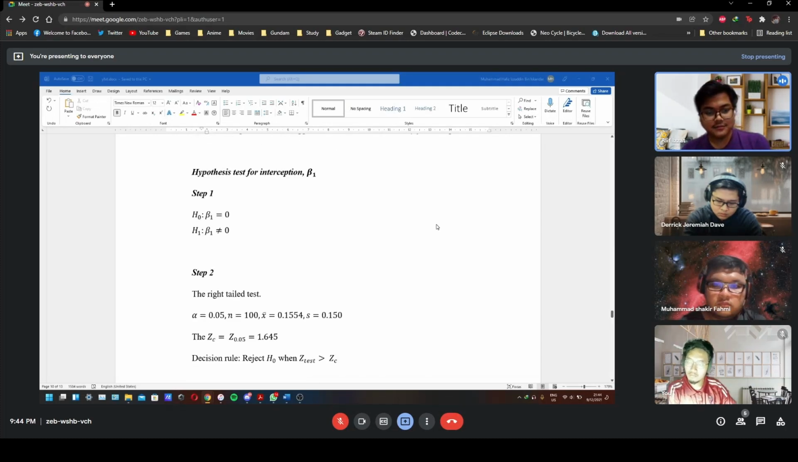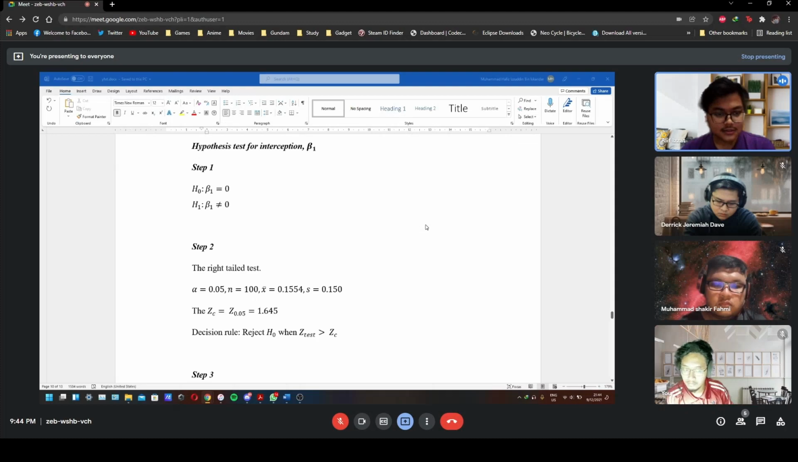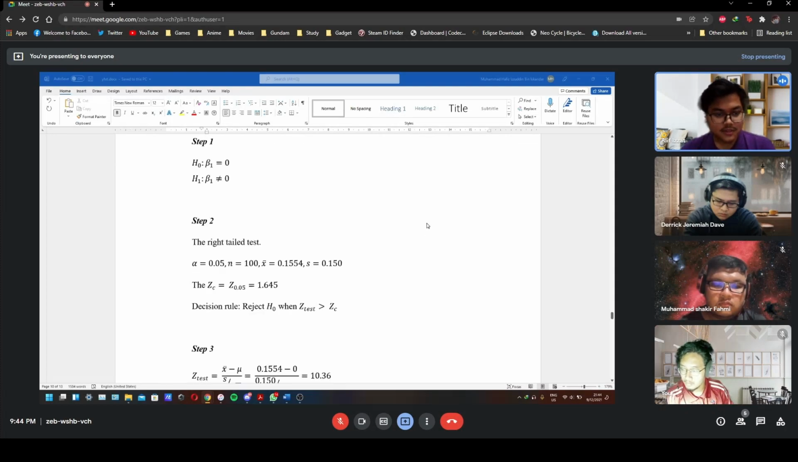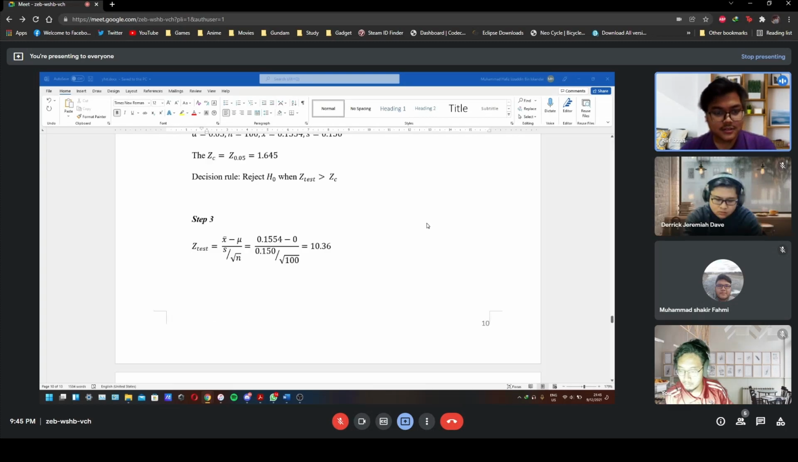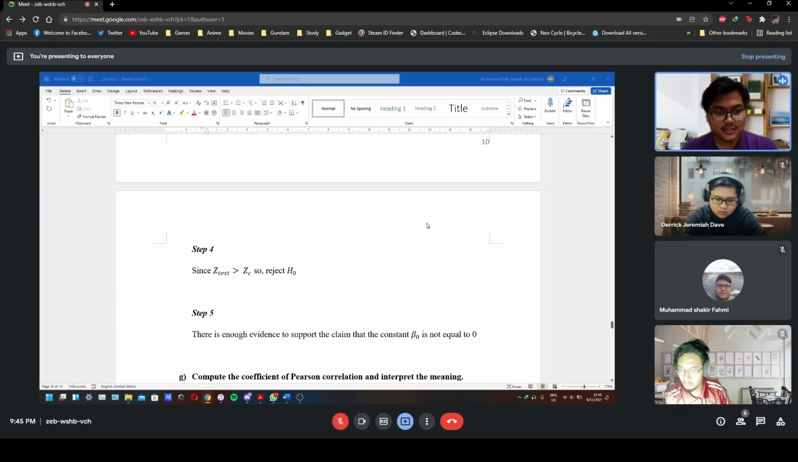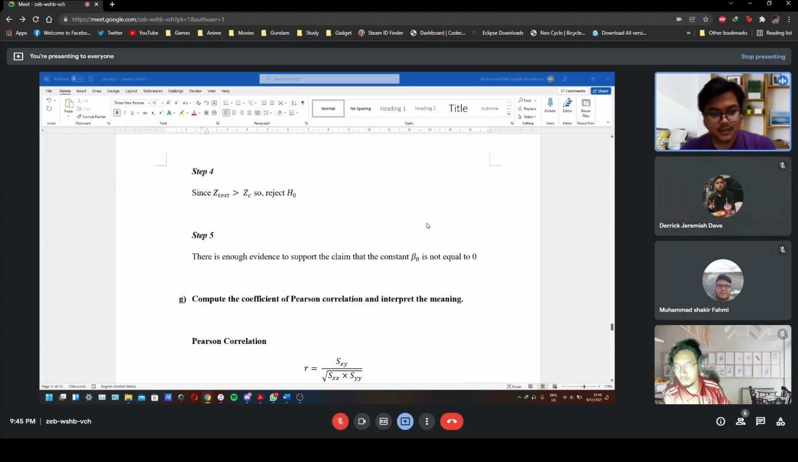Now for the hypothesis test for beta 1. Firstly we have to name the hypotheses, and then step 2 is the same, which is the right tail test. And for step 3, we have to calculate the Z test, and we have the value of 10.36. And since the decision is that if Z test is bigger than ZC, we have to reject H0. So we can conclude that there is enough evidence to support the claim that beta 1 is not equal to 0.